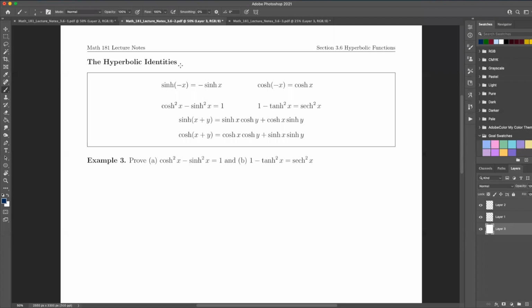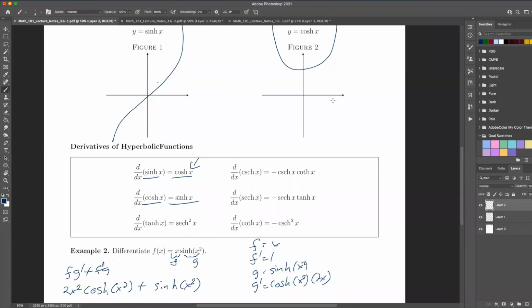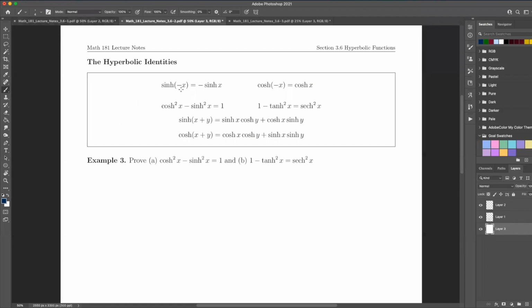So these are the even odd identities. And notice here that this is an even function and this is an odd function. This is the odd identity: hyperbolic sine is odd and hyperbolic cosine is even. The same is true for sine and cosine. So these are the same. If you plug in negative x, you get just the negative of this function, and for cosine, if you plug in negative x, you just get back the normal function.